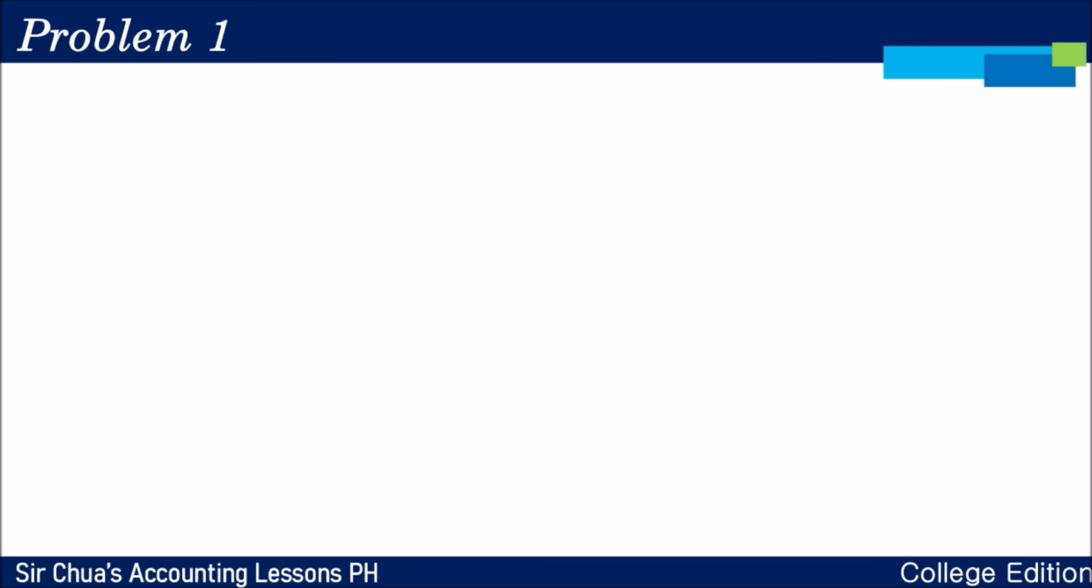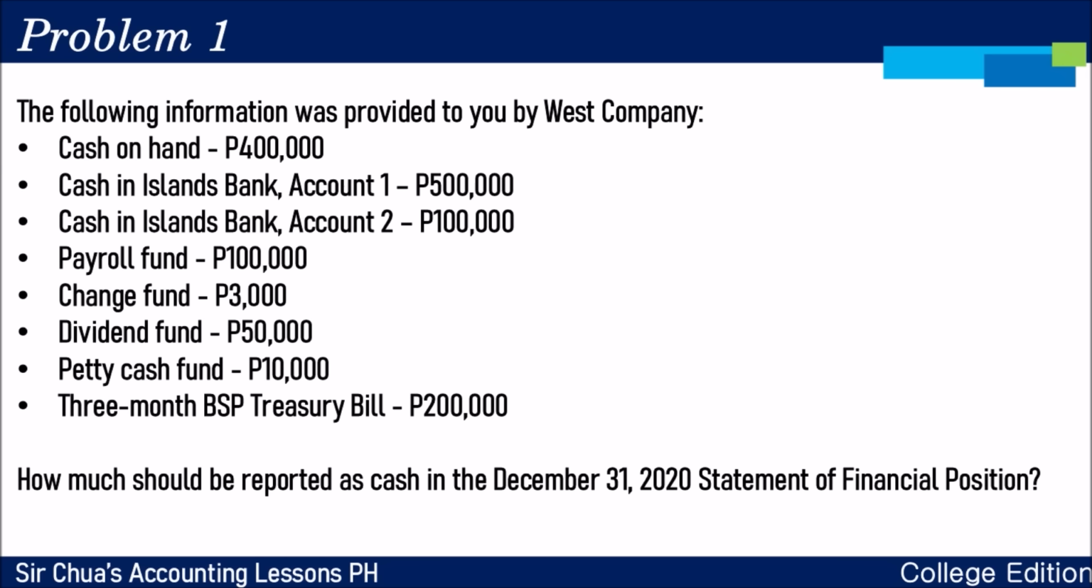And let's work on problem number 1. The following information was provided to you by West Company. We have cash on hand of 400,000, and then we have 2 accounts na nasa isang bangko na Islands Bank. One is at 500,000 and the other one is at 100,000. And then we have payroll fund, change fund, dividend fund, petty cash fund, and 3-month BSP treasury bill. The question is, how much should be reported as cash in the December 31, 2020 statement of financial position?